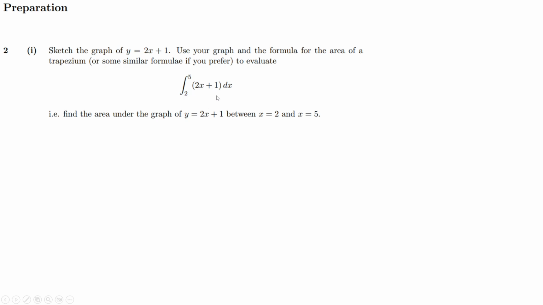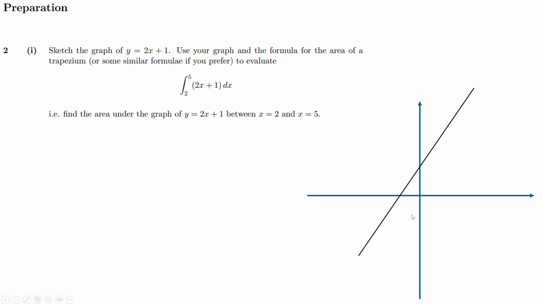Find the area underneath this graph. If we graph y equals 2x plus 1, it's got a positive gradient. It looks something like this. Gradient 2 and y-intercept 1, so it looks like this. Now, if you just find what this coordinate is, so when x equals 0, when y equals 0, sorry, you get this as a half. This here is obviously just 1. And now we want to go between 2 and 5, so it's roughly here and here.